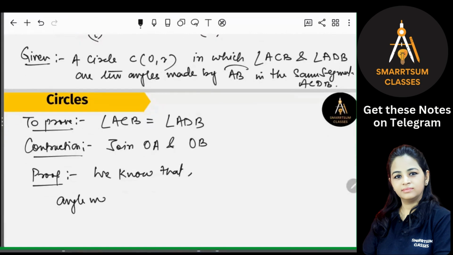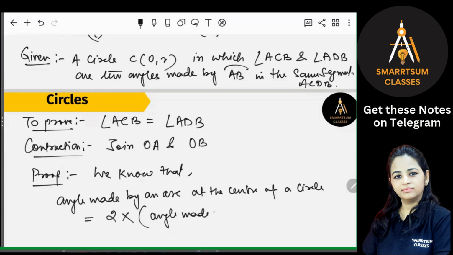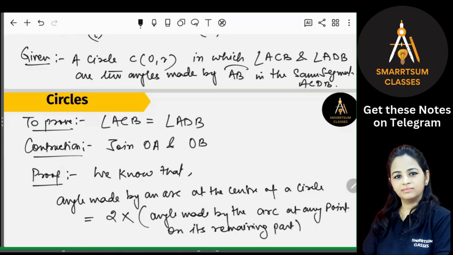The angle made by an arc at the center of a circle is equal to twice the angle made by the arc at any point on its remaining part. We have already proved this theorem in the previous session. Means the angle made by an arc at the center is equal to twice the angle made by the arc at any point on its remaining part, right?